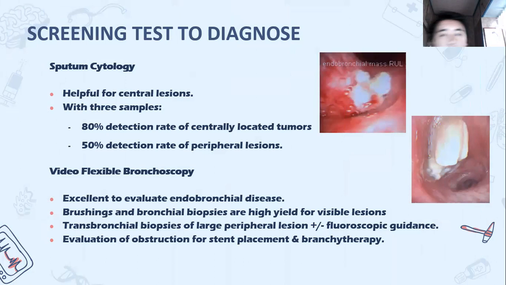With three samples, the detection rate for centrally located tumors is high, and 50% detection rate for peripheral ones. And the last two, I forgot to put there, but there are 4 stages of lung cancer. In the first stage, the cancer is confined to the lung. Stage 2 and stage 3 are together: the cancer is confined to the lungs and possibly the lymph nodes. In stage 4, the cancer has spread outside of the lungs to other parts of the body.